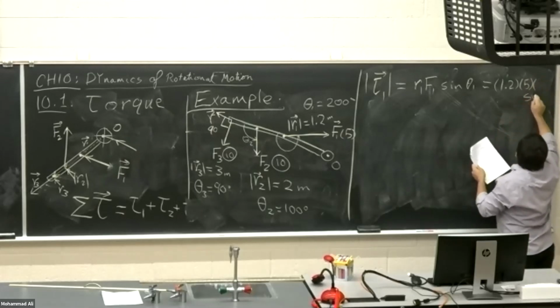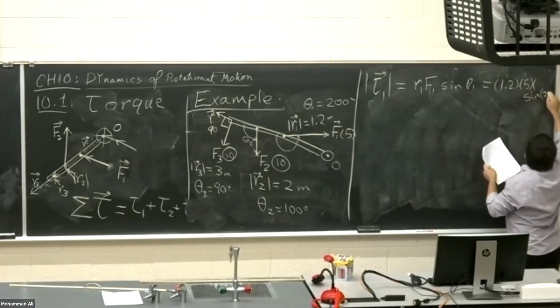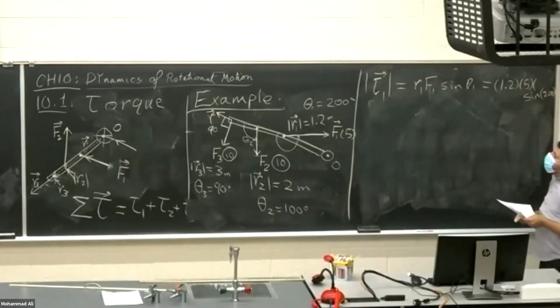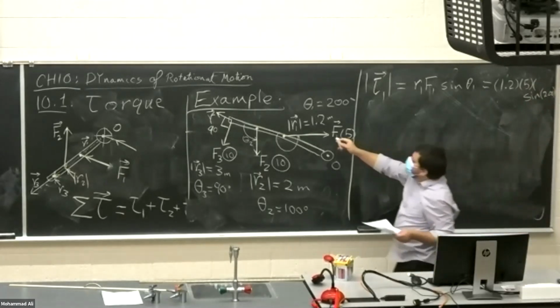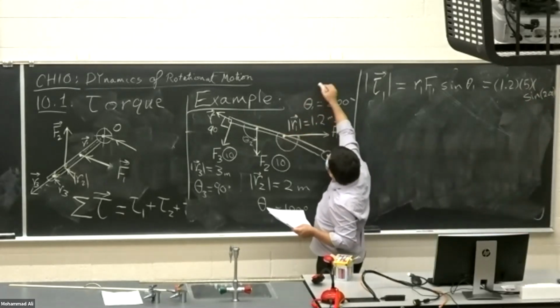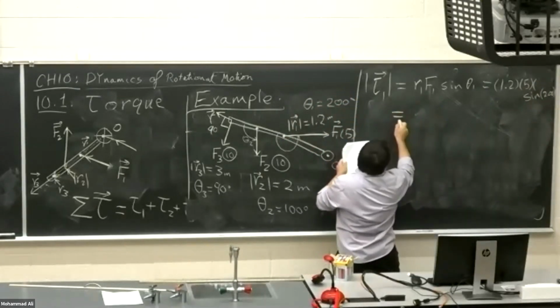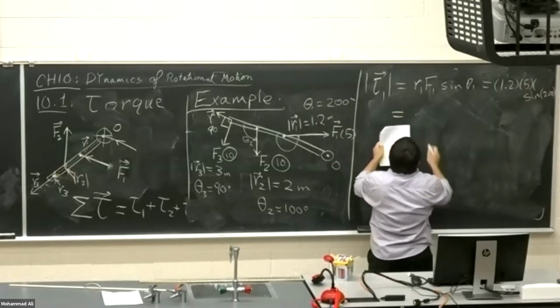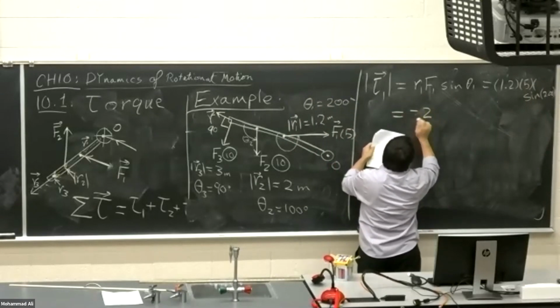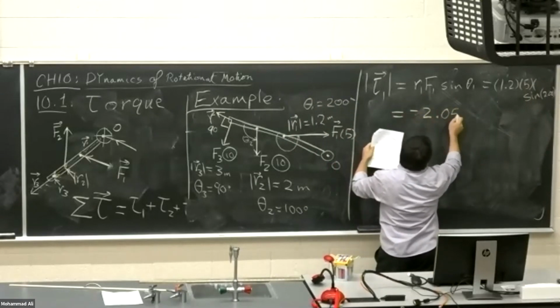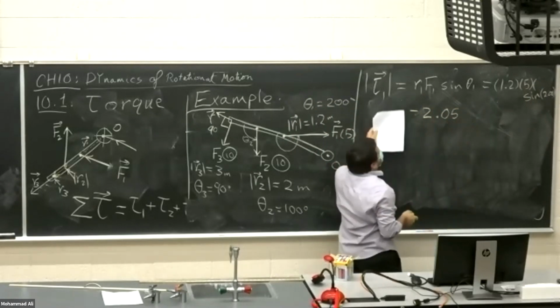This is sine 200, right? Sine 200 is a negative value. You see that I draw the negative y direction upward. So this will be equal to minus 2.05. What is the units of the torque?